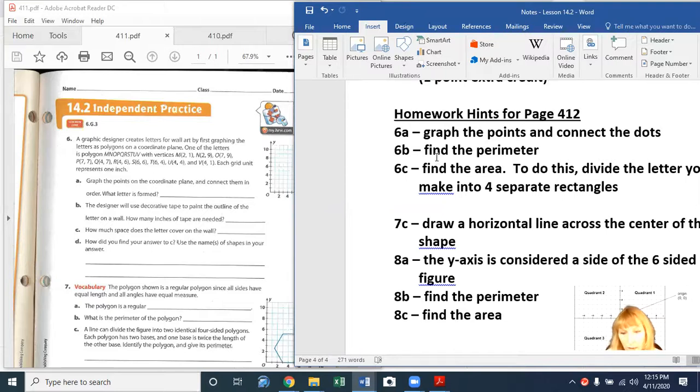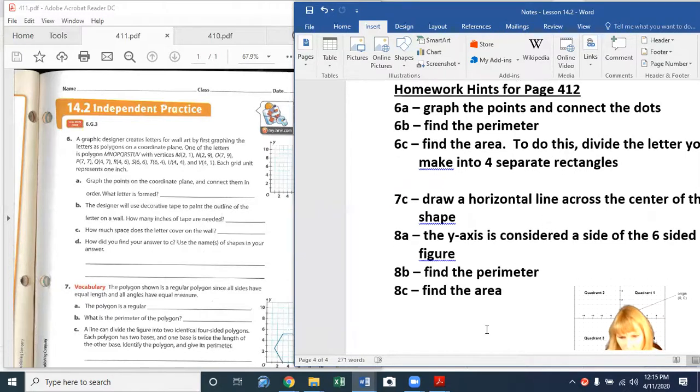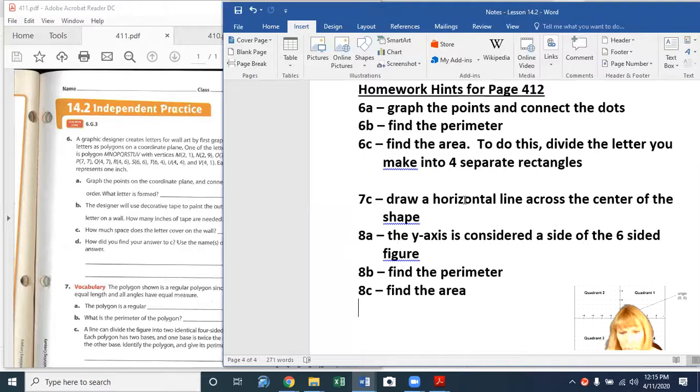To do this, you're going to have to divide the letter into 4 separate rectangles. So we did 2 separate rectangles in example number 4 on guided practice, page 410. But you're going to have to make 4 rectangles for this one and add up the areas of each.